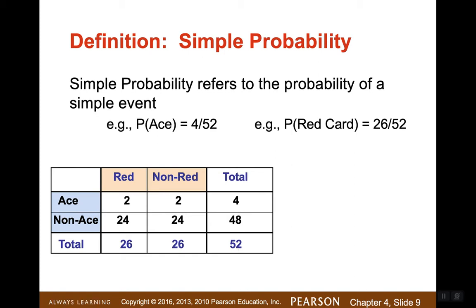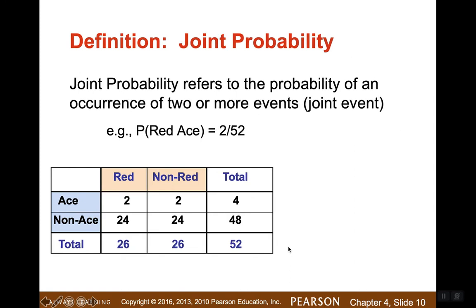And the probability of a red card would be 26 divided by 52. So you see, it's similar to the same calculations we had done before, where we had calculated the row, the column, and the total percentages for each of the values of the variables that we collect. Right. So that's simple probability.